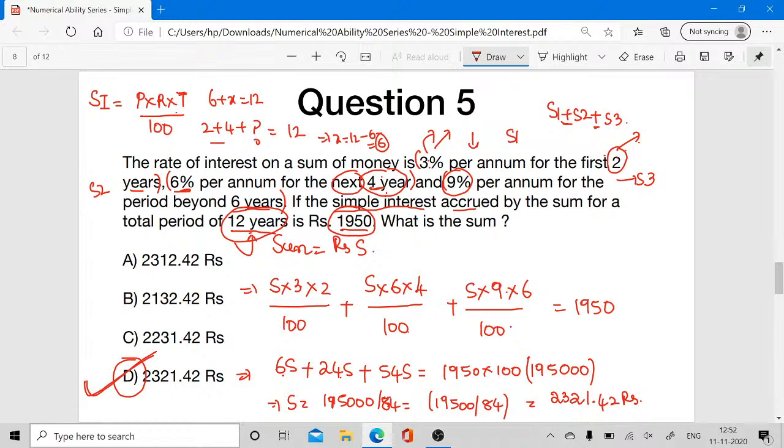Very simple question. मैंने क्या बोला है, S1 plus S2 plus S3 is equal to 1915. That is the final SI. Okay? तो मेरे पास R1, R2, R3 है, 369. ओके, टाइम भी दिया है 2 साल 4 साल, और लास्ट साल का हम -12 करेंगे तो हमें 6 का मिल जाएगा. Just substitute all of them. 100 इज द कॉमन डिनोमिनेटर, इसके साथ मल्टीप्लाई करो, बाद में इन सबको ऐड कर दो, you will get the final answer which is 2321.42 rupees.